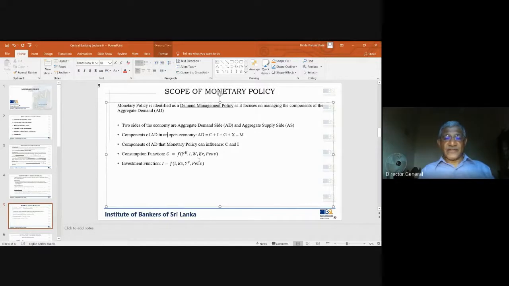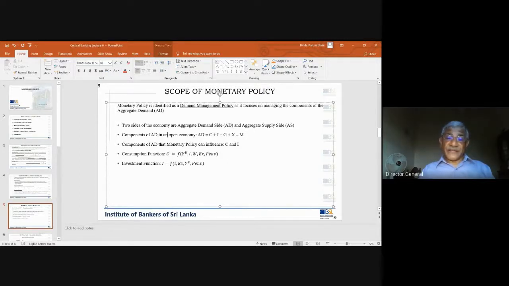Then expectations. We all dream. So usually people tend to dream. If your expectations are high, you tend to consume more. Sometimes if you expect to consume more in the future, you consume less in the current period by saving. If the expectations are for higher consumption in the future, you will consume less in this period. If the expectations are for higher consumption in the current period, you consume more in this period.